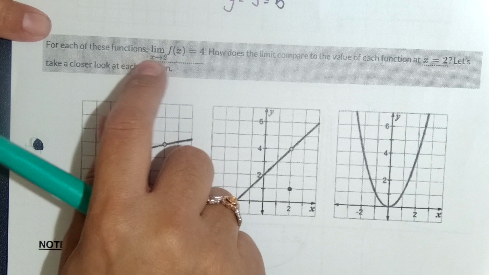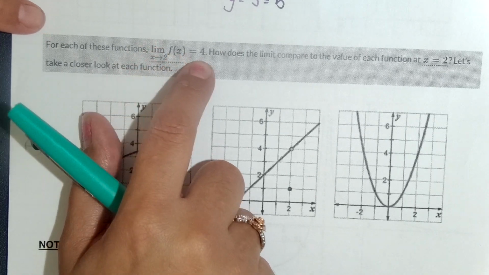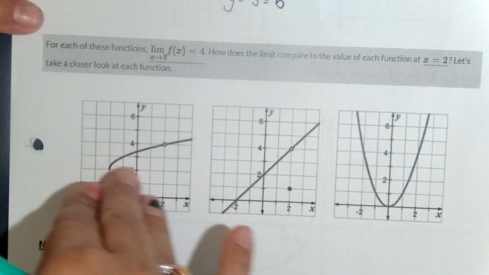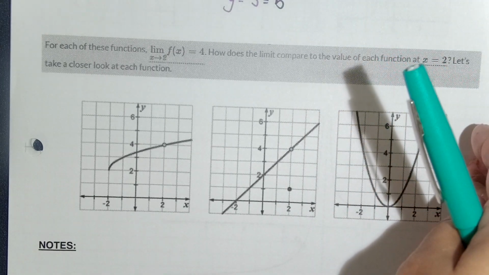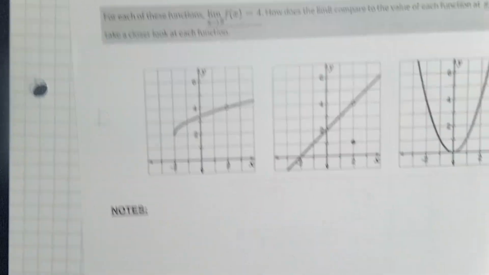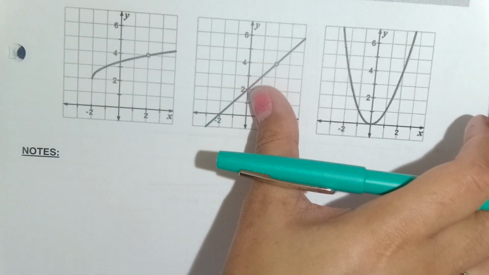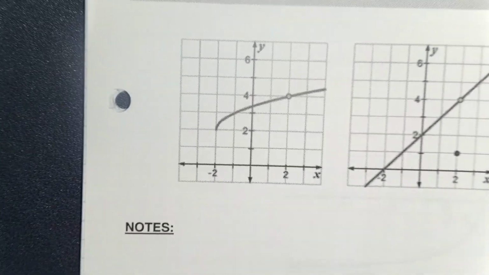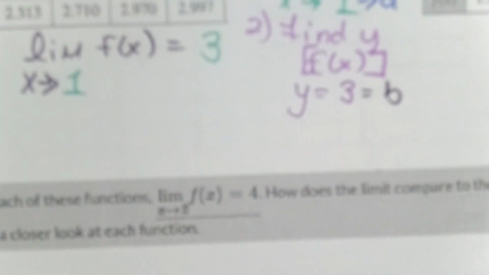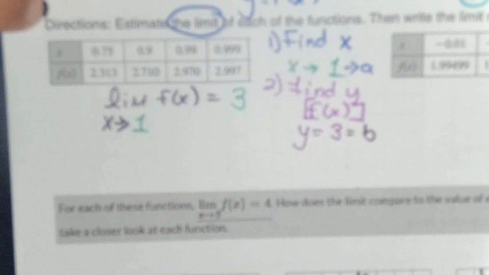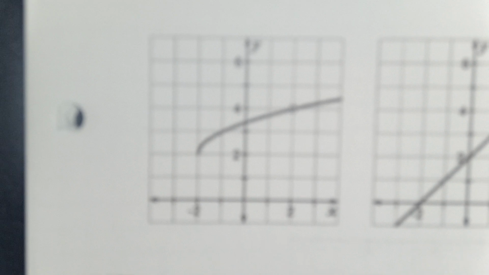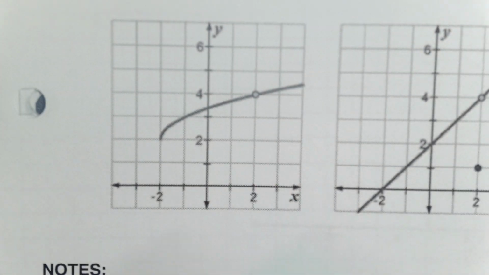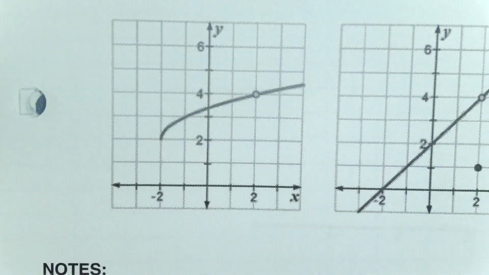For each of these functions, the limit as x approaches 2 of f of x is equal to 4, meaning that every single one of these has a limit of 4, okay? It has the value of 4. We're going to look at these and see why it is, okay? So if I look at this first one, did everybody have this down before I moved on? If I move, just tell me to wait, okay? We're going to look at this first one. They already told us that the limit was 4.